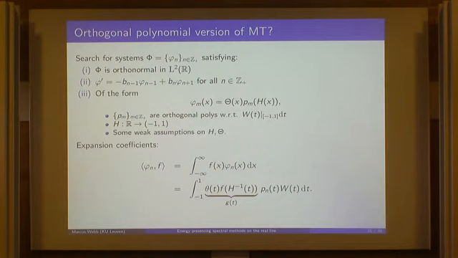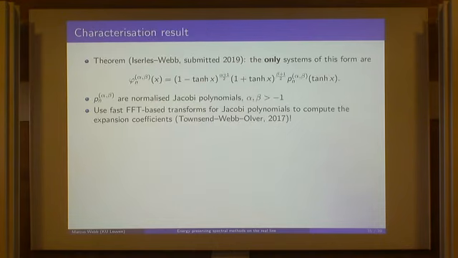And these might be too stringent conditions, but it turns out they're not. What we managed to prove was that the only systems with these properties, normal, tridiagonal, skew-symmetric differentiation matrix, coefficients are orthogonal polynomial coefficients, only systems with those properties are of this form.